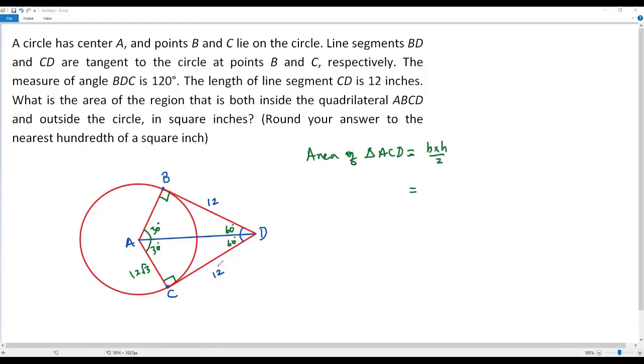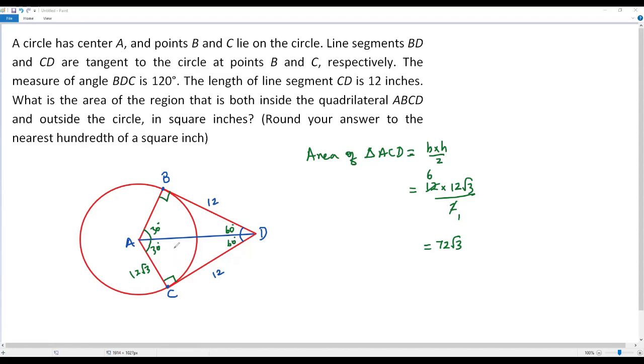Here the base of the triangle is 12 and the height of the triangle is 12 times square root of 3. Let me plug in, divided by 2. Here 2 goes into 2 1 time and 2 goes into 12 6 times. I am getting 6 times 12 square root of 3, which is 72 square root of 3. Here I got the area of one of these two triangles.